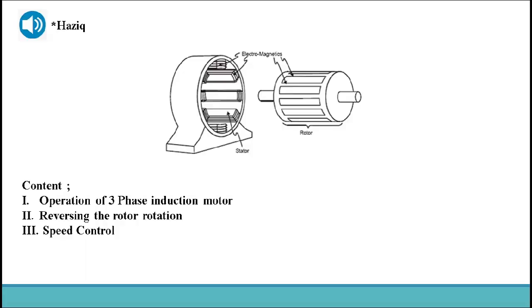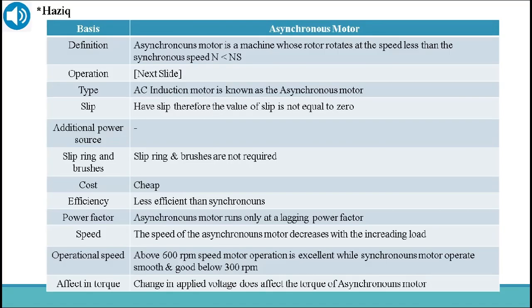Hello guys. For my content, we will cover point 3, which is the operation of a 3-phase induction motor, reversing the rotor rotation and speed control. Okay, definition: an asynchronous motor is a machine whose rotor rotates at a speed less than the synchronous speed. For the operation, I will explain later.